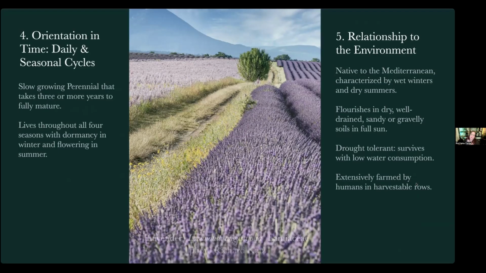In the relationship to the environment window, too, this isn't obviously wild, naturally growing lavender. Lavender is extensively farmed by humans. So these are rows that were created to grow them.